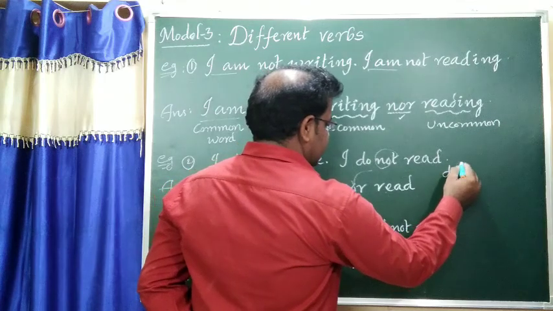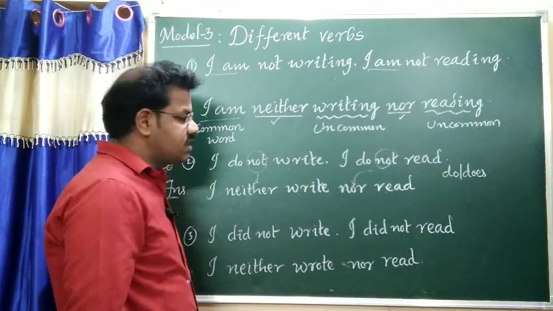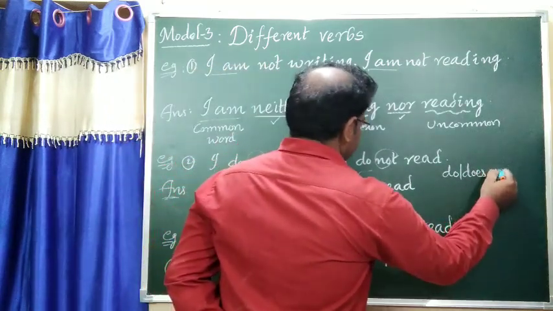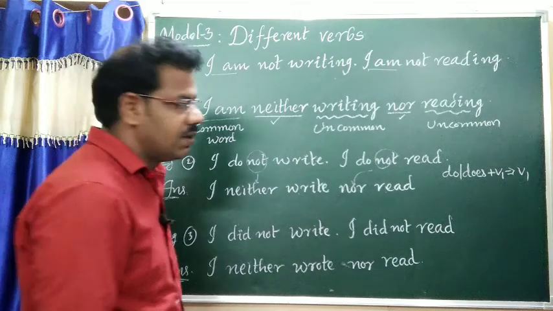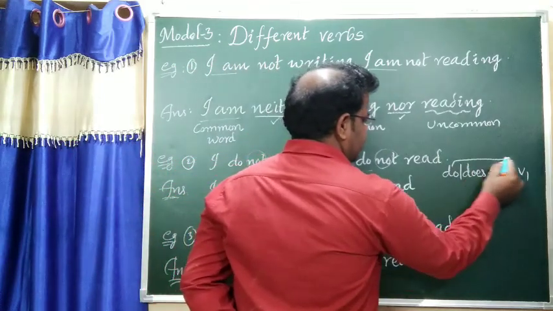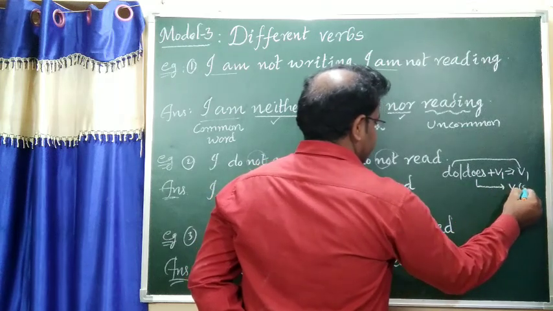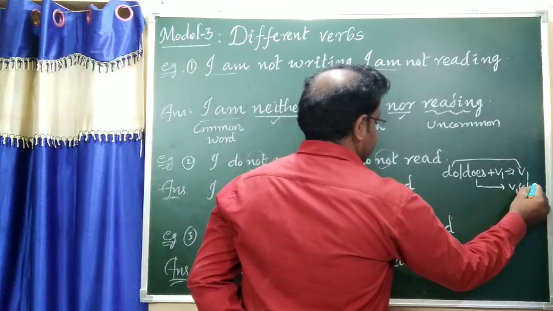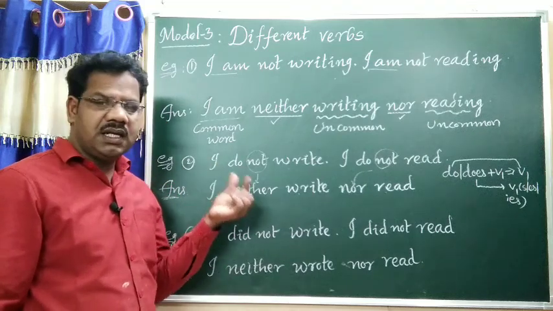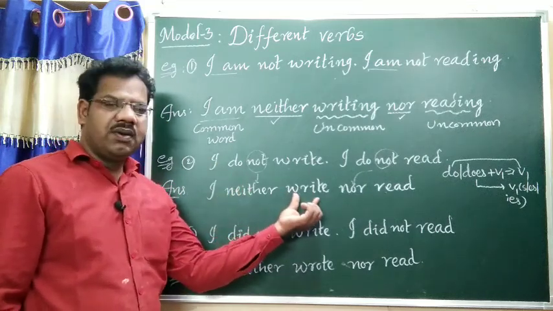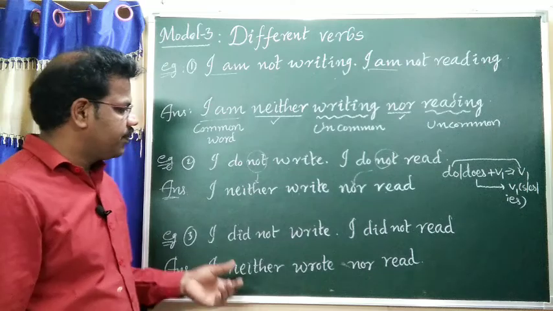Either do not or does not, whenever you find it in neither nor usages, represents V1 only. If you find do not, use V1. If you find does not, use V plus S, ES, IES. Then in the answer, the verb should be taken with S, ES or IES.